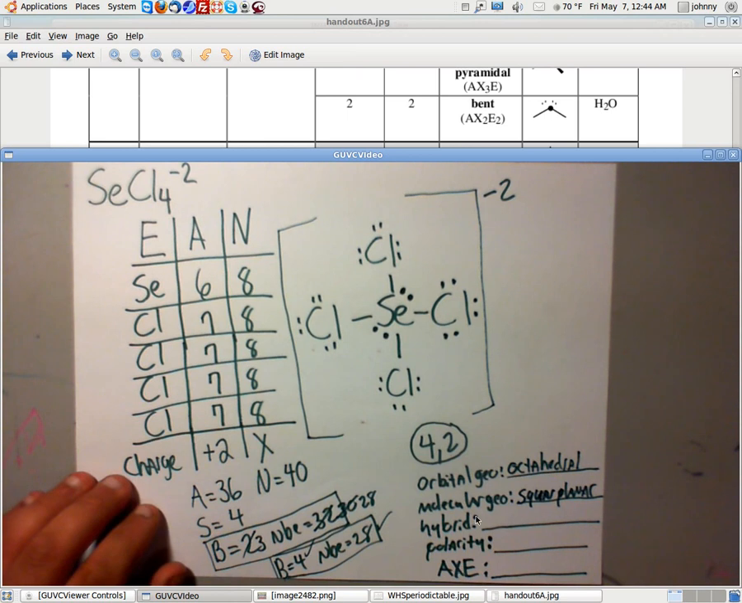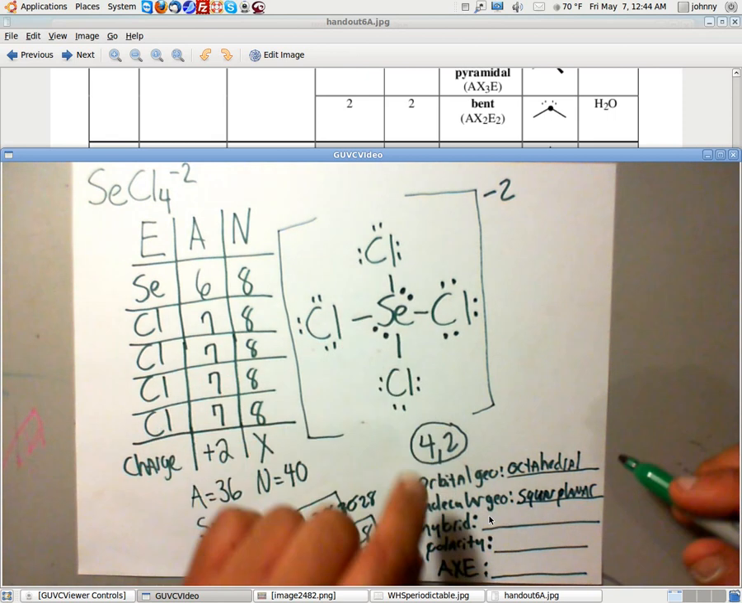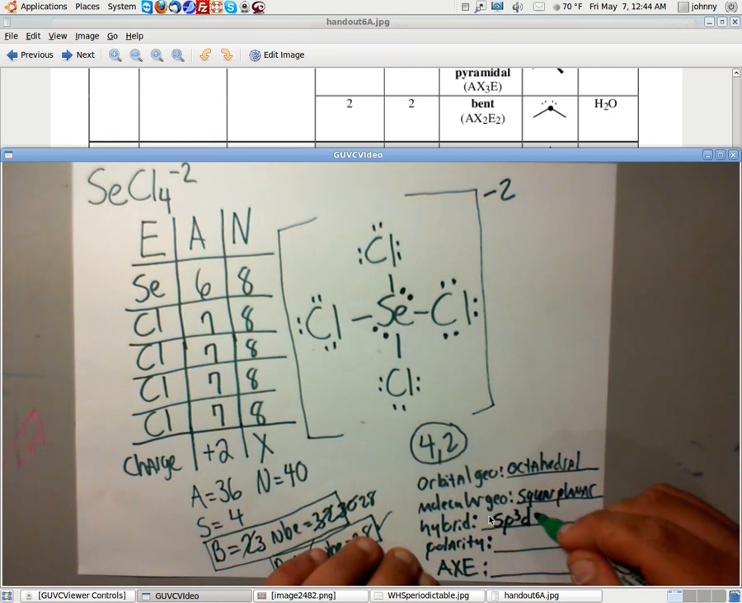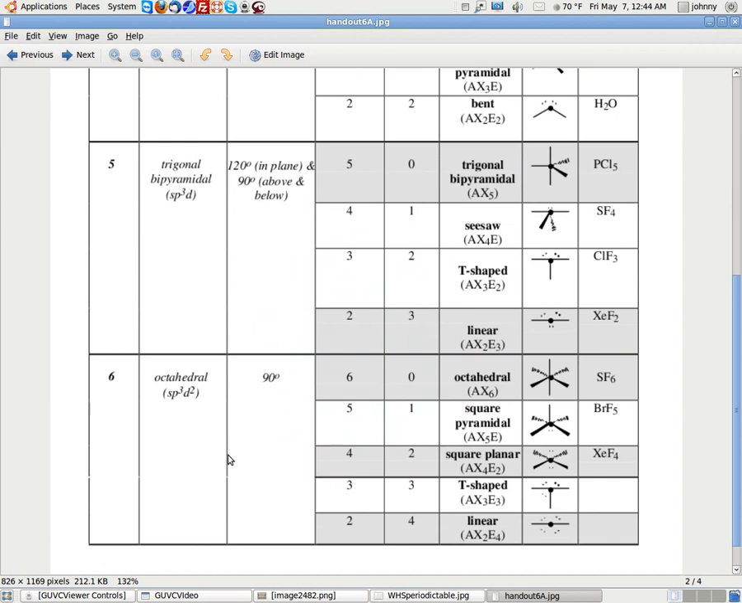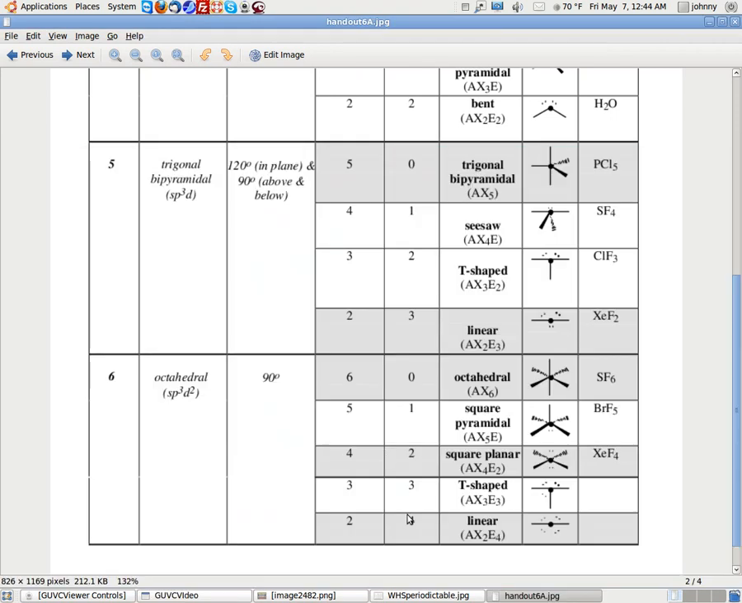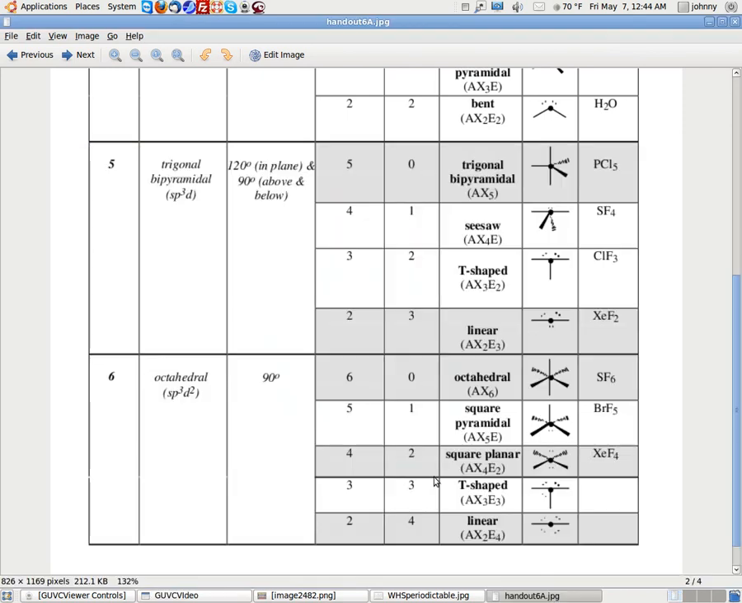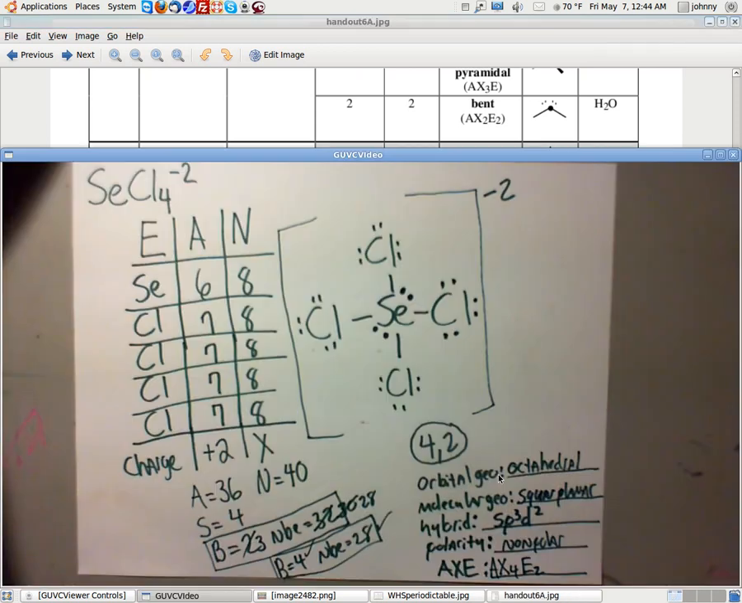There's square planar. Hybridization is s, p1, p2, p3, d1, d2: sp3d2. Okay, so you can look at that. sp3d2. And polarity. Notice it was a 4-2. It's lightly grayed, so it's nonpolar. So you write down nonpolar. Axis notation: AX4E2. And you can find that as well on the sheet. AX4E2.